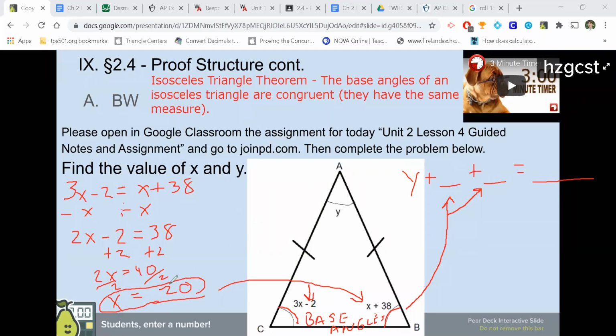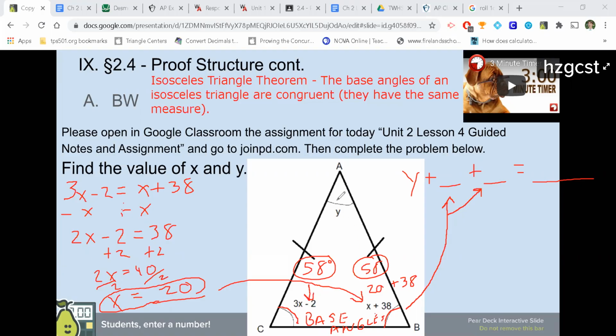All right, remember that 20 is not your angle, 20 is x. To find the angle, I would do 20 plus 38, which is 58 degrees. Similarly, 3 times 20 is 60, minus 2 is 58 degrees, which makes sense, right? They were supposed to be equal. So once I have x is 20, I plug it back in to find the angle. Both of these base angles are 58 degrees.